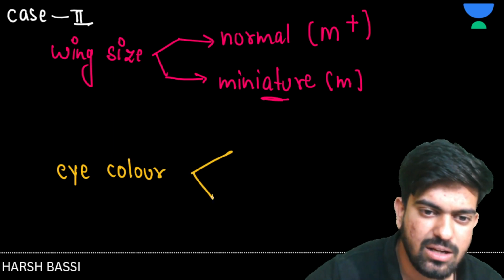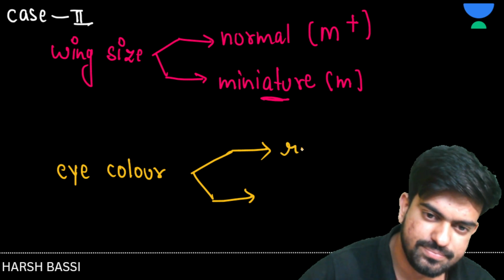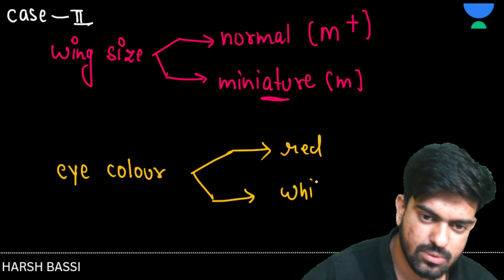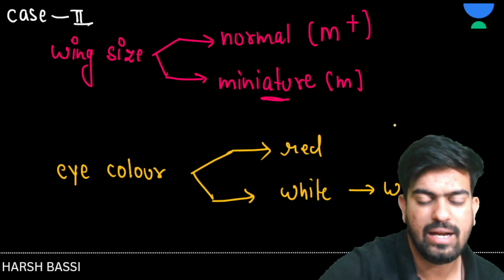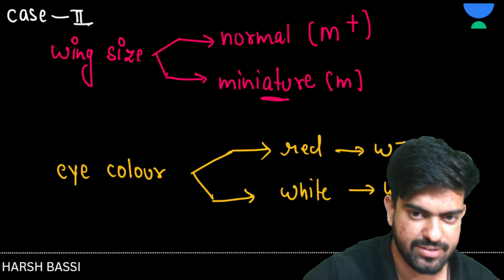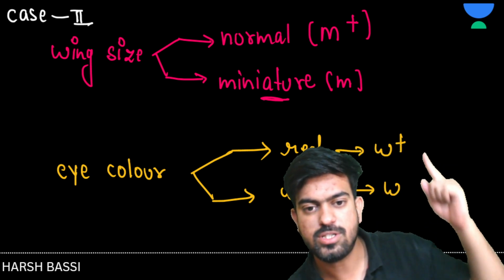And in eye color, what did they have? Just like the previous one, red and white. Okay, so here we have W, and for red we have W positive. Yes or no? Yes sir. Any doubts? See, W positive and W.